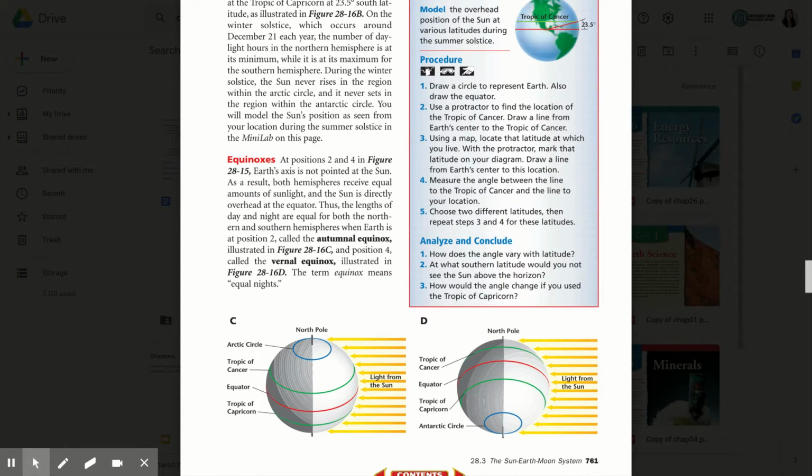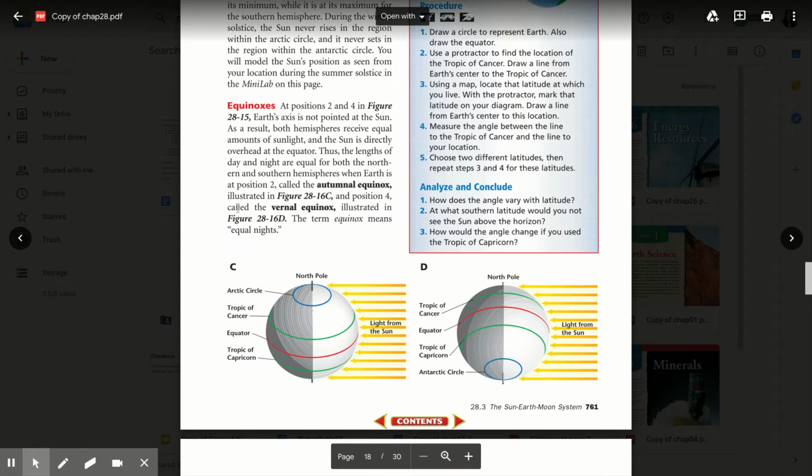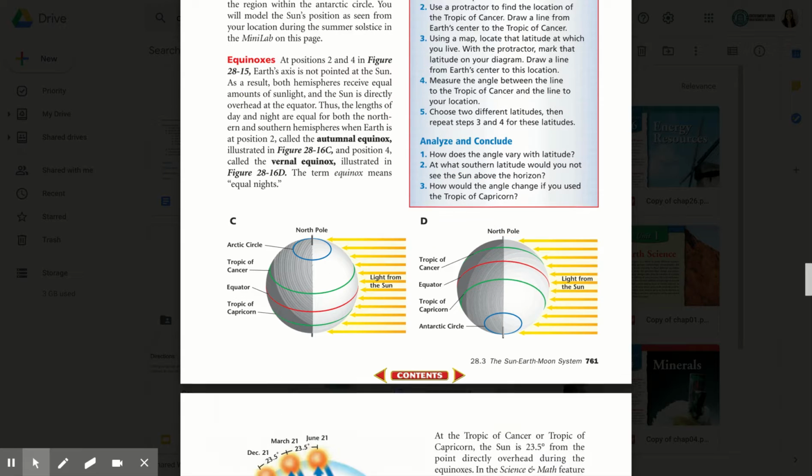Equinoxes. At positions 2 and 4 in Figure 28.15, Earth's axis is not pointed at the sun. As a result, both hemispheres receive equal amounts of sunlight, and the sun is directly overhead at the equator. Thus, the lengths of day and night are equal in both the northern and southern hemispheres when Earth is at position 2, called the autumnal equinox, illustrated in Figure 28.16, and position 4, called the vernal equinox, illustrated in Figure 28.16d. The term equinox means equal nights.